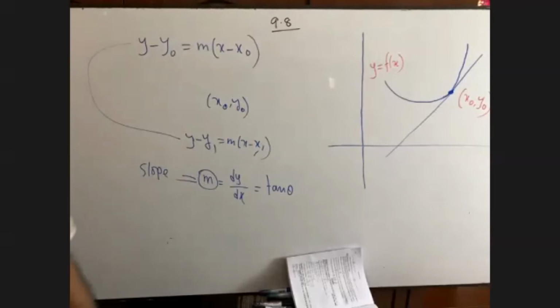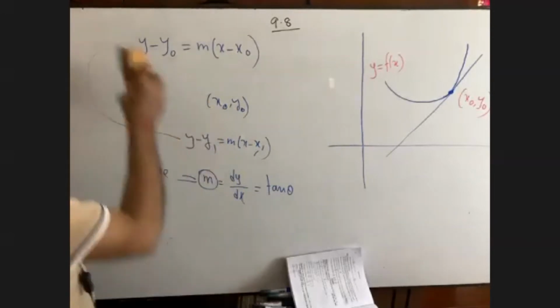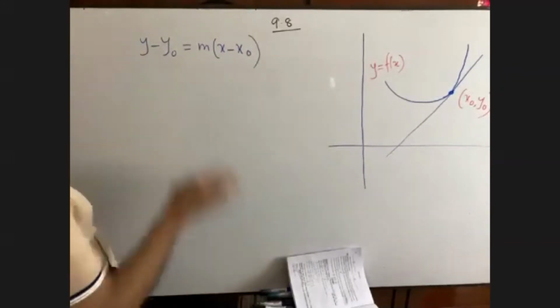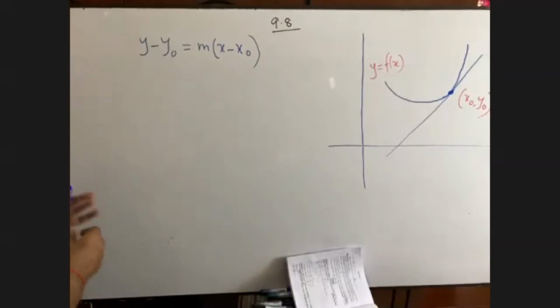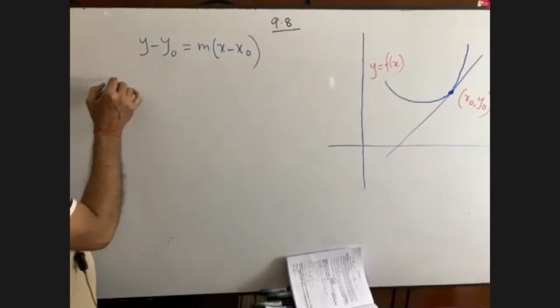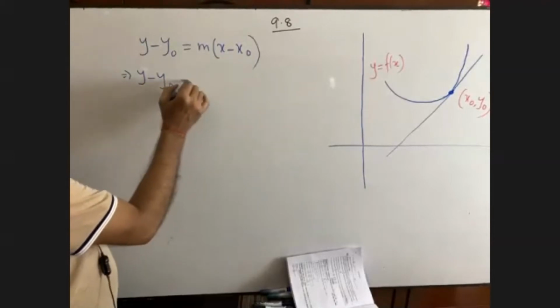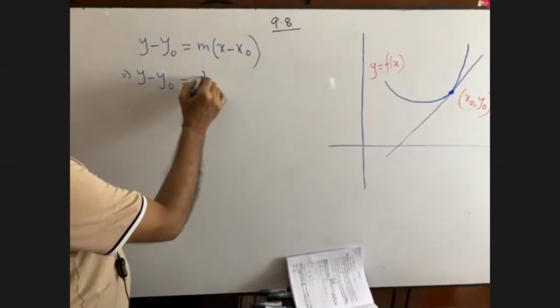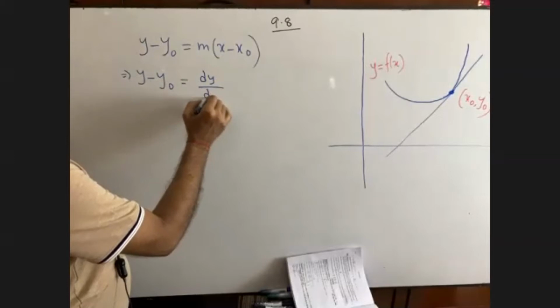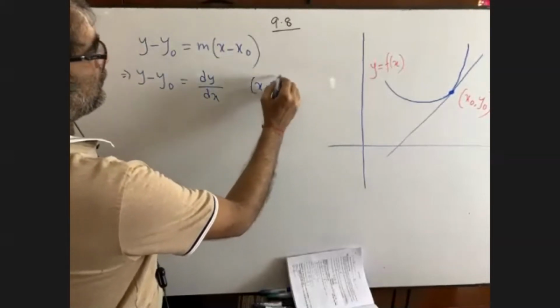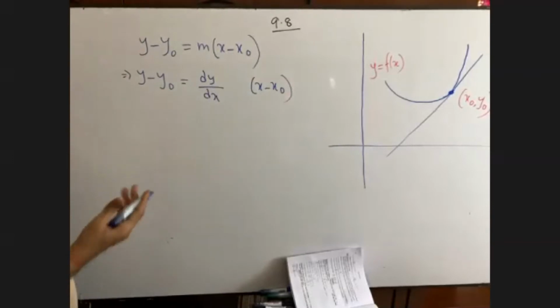Please talk to me. Okay. So this is the equation of the tangent. This is the equation of the tangent. Now we can write, you see, y minus y naught is equal to, what is m? dy by dx. It is x minus x naught. Okay, m is what? dy by dx.